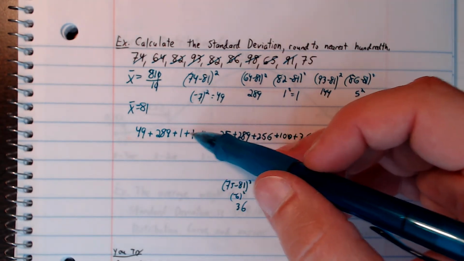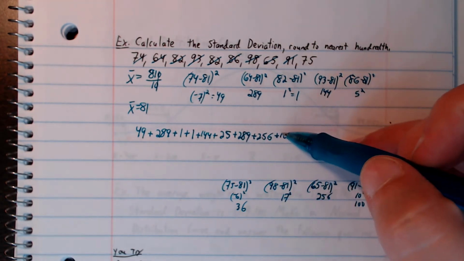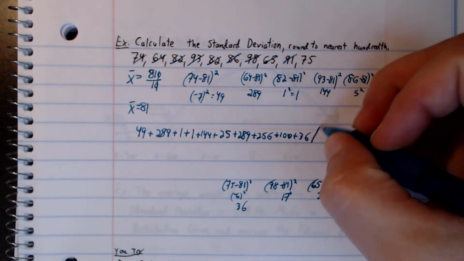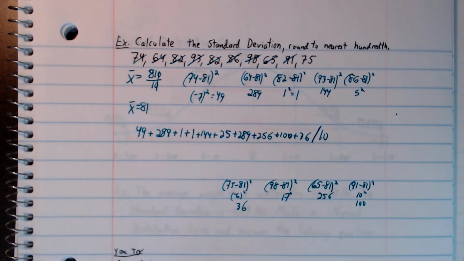1, 2, 3, 4, 5, 6, 7, 8, 9, 10. So there were 10 to start. We should be getting a new set of 10. So we're going to end up adding all these together and then dividing these by 10. So let's take a second to add these up. 49 to 89.